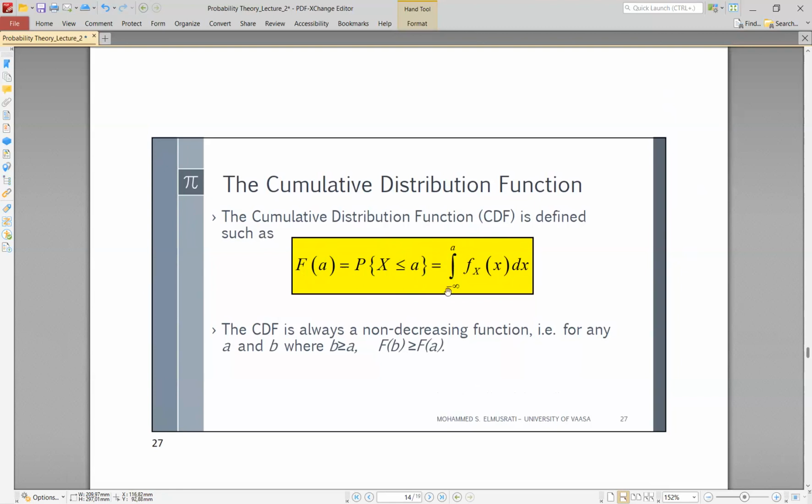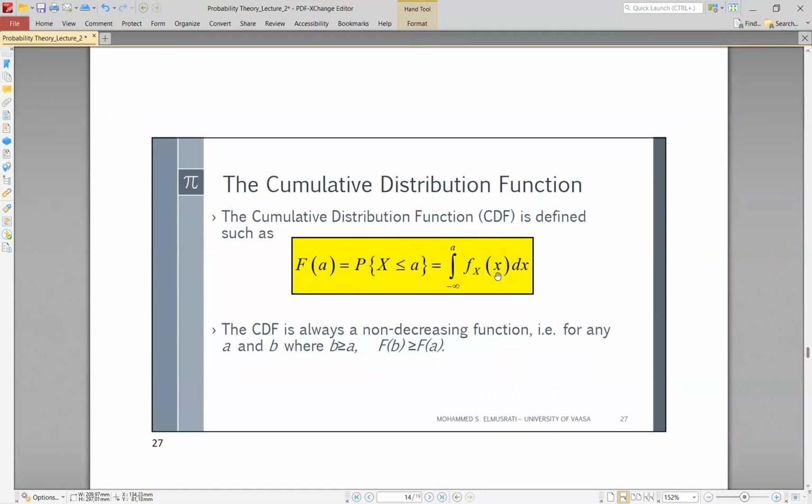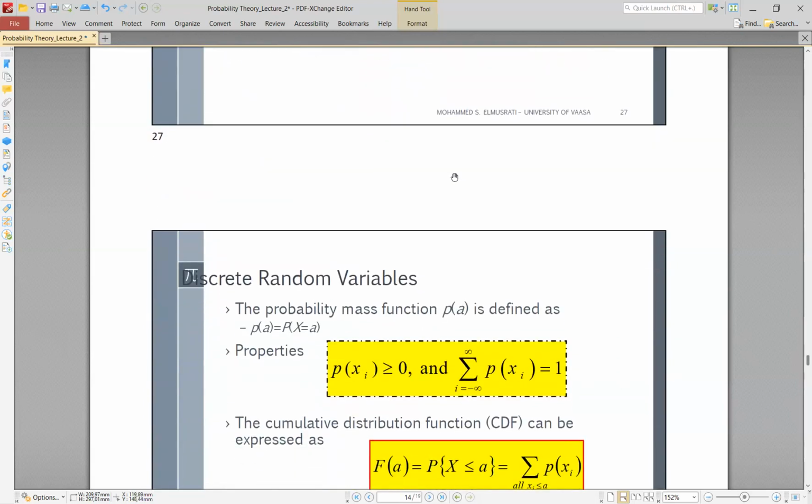And this will be the integration from minus infinity up to a of f_X(x). And the CDF is always a non-decreasing function. So for any b greater than or equal to a, F(b) is always greater than or equal to F(a), because b is greater than a, and the probability that X is less than or equal to a must also be less than or equal to b, because b is greater than a. Okay.